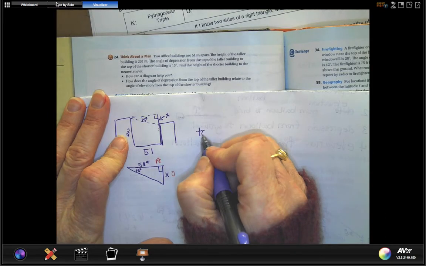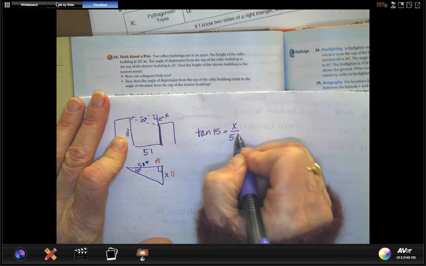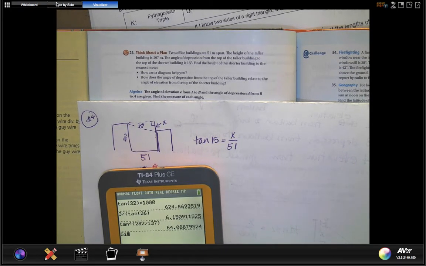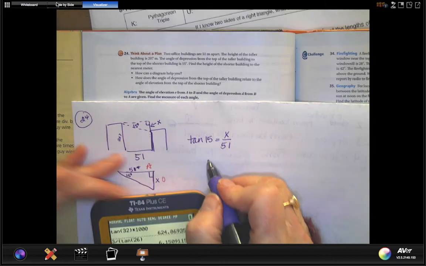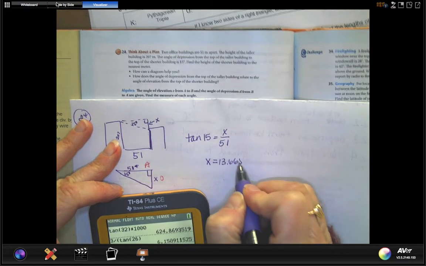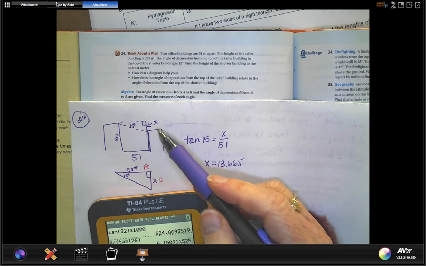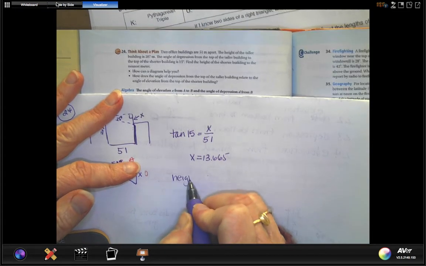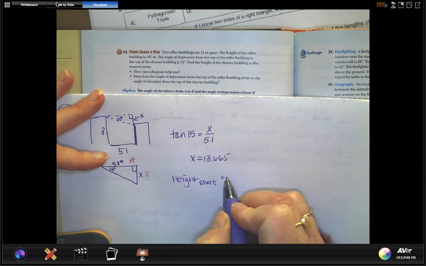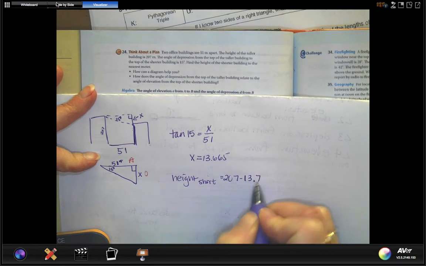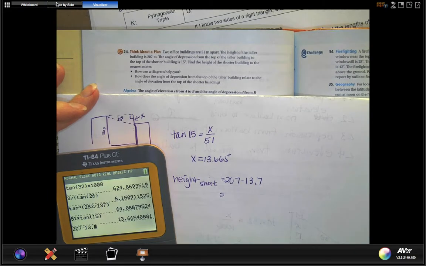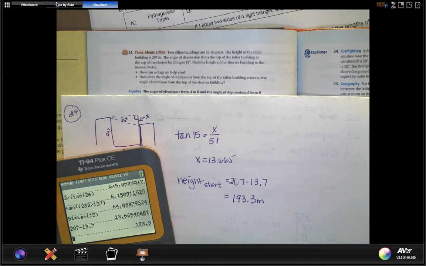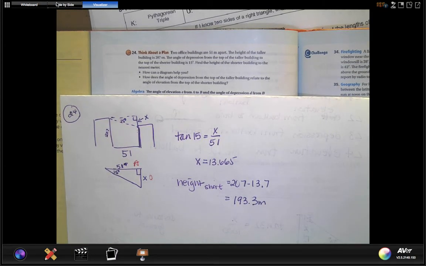So I could say the tangent of 15 degrees is the opposite over the adjacent. So I'm going to just have 51 times the tangent of 15 degrees. So I get x, I'll keep a couple of decimal places right now. Remember, that's not how tall the building is. That's just that distance right there. So the height of the short building would be 207 minus 13.7. So I get 193.3, and this was in meters. So that gives us 24.